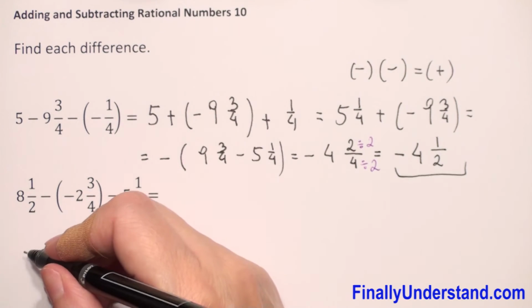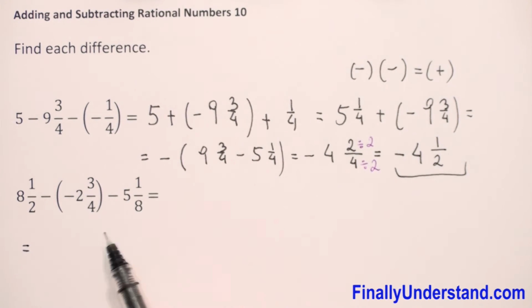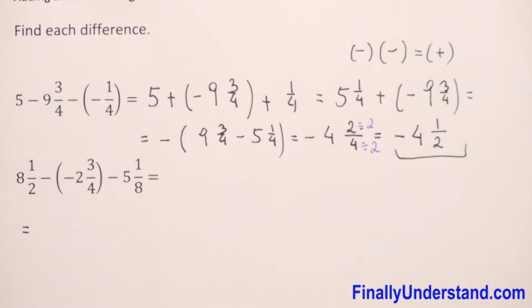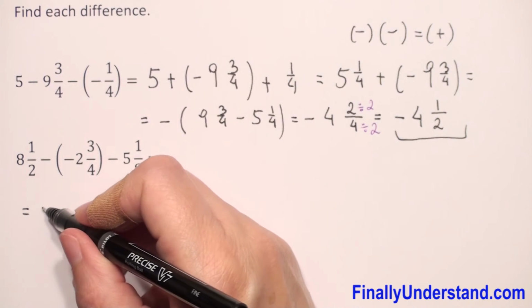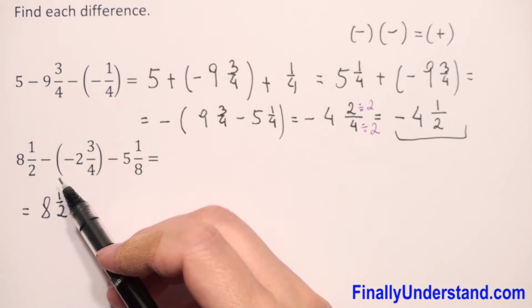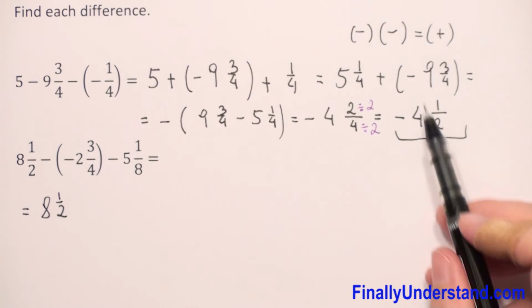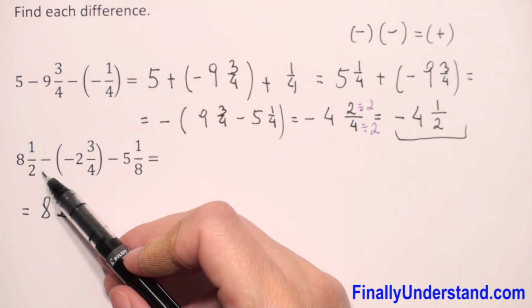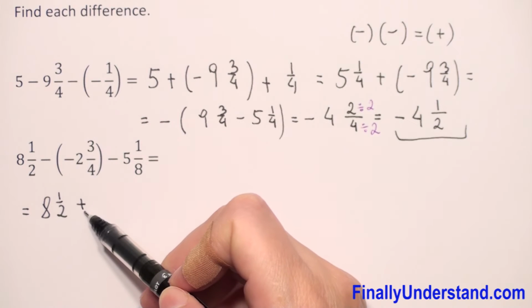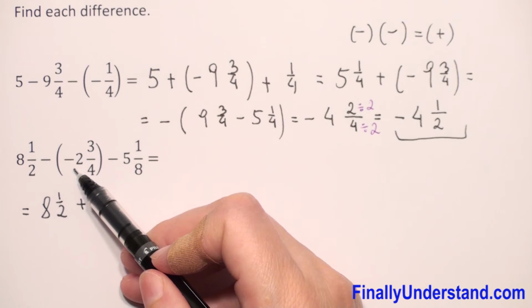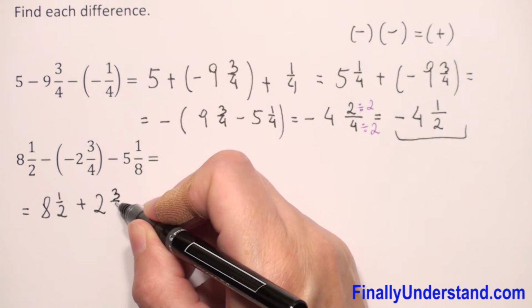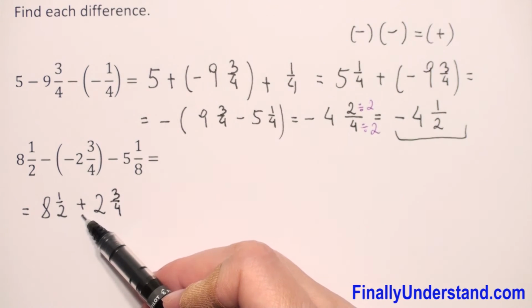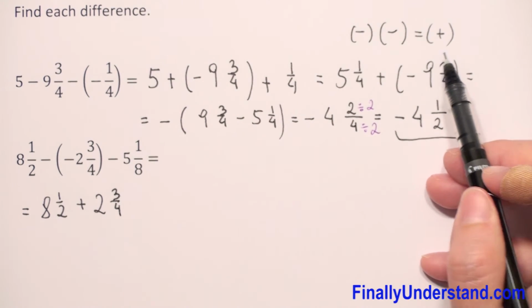And now the second. Subtraction, like I said, we change subtraction to addition of the opposite. So first we copy 8 and 1 over 2, or we memorize that negative and negative give you positive. How did I get this? We change subtraction to addition, so we have positive, and we add the opposite. The opposite of negative 2 and 3 over 4 is 2 and 3 over 4. So we see we get positive. Two negatives give you positive.